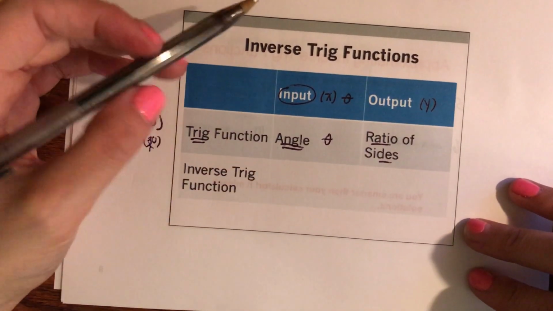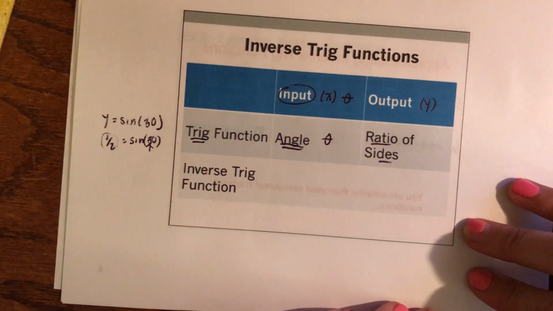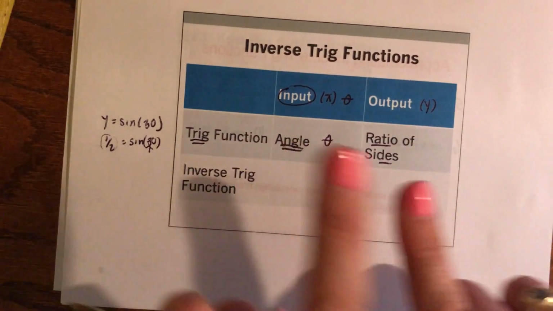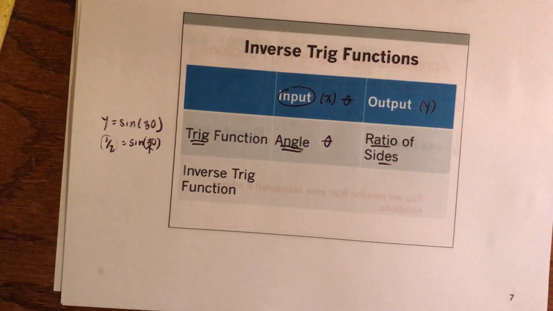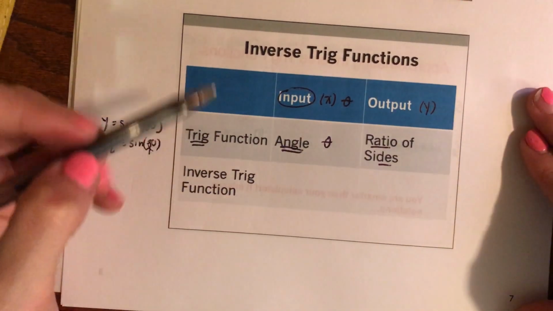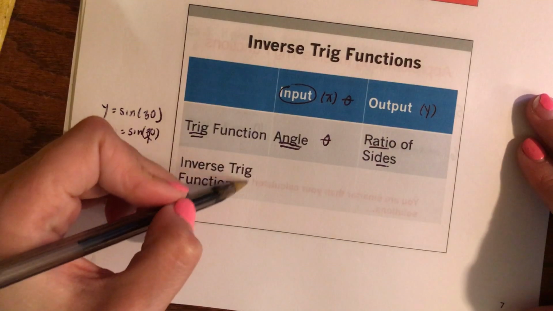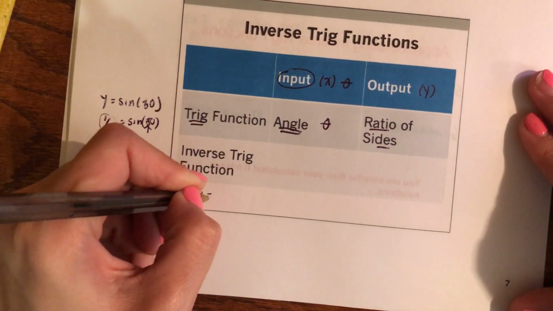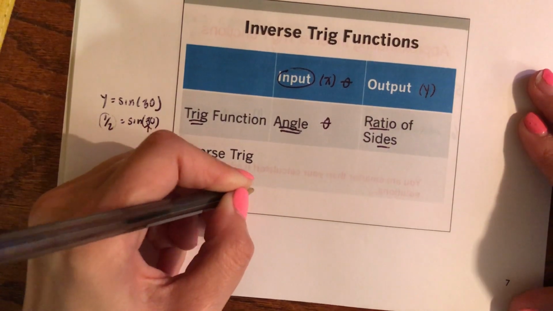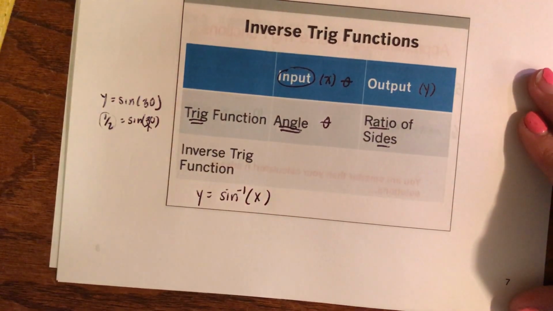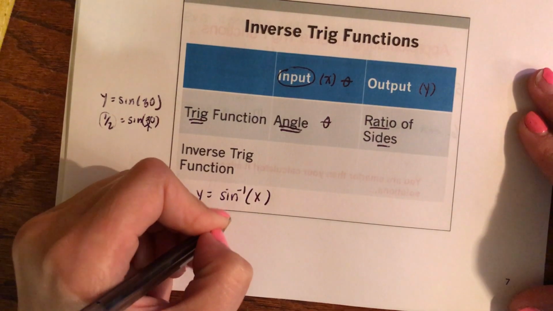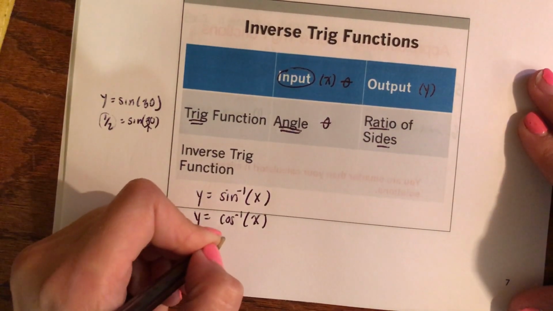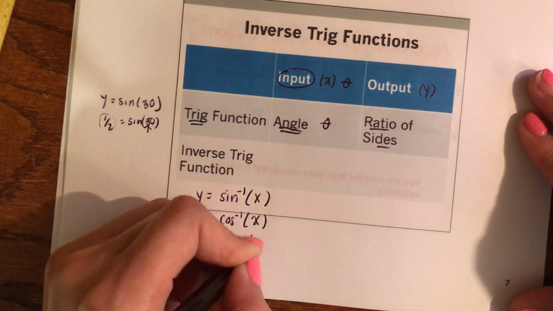So when we're thinking about inverse trig functions, remember, when we're thinking about inverse functions in general, we always just switch our x's and y's. That's our thought. And so when we're dealing with inverse trig functions, they look like this. Y equals inverse sine of x. Y equals inverse cosine of x.